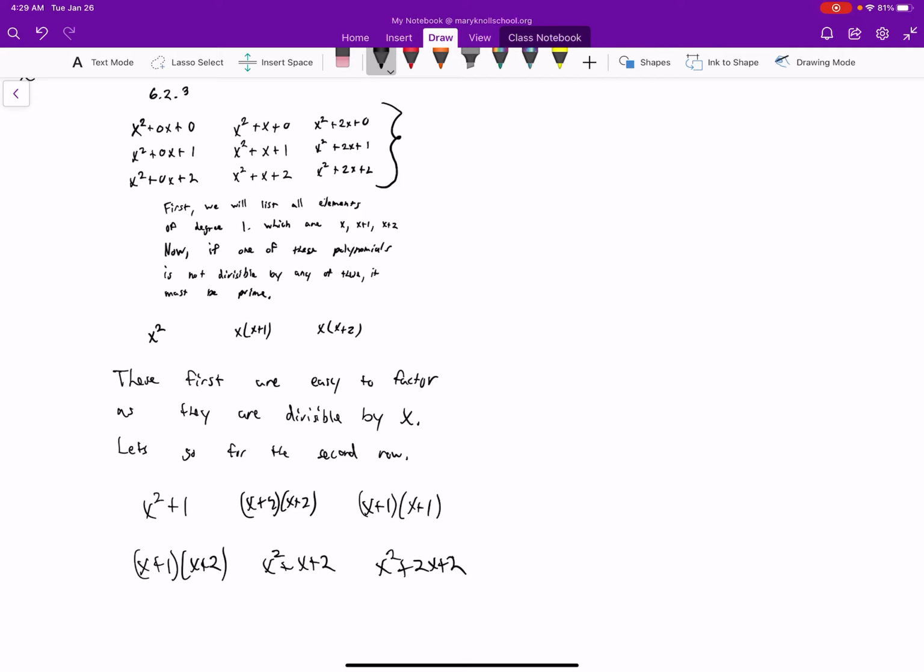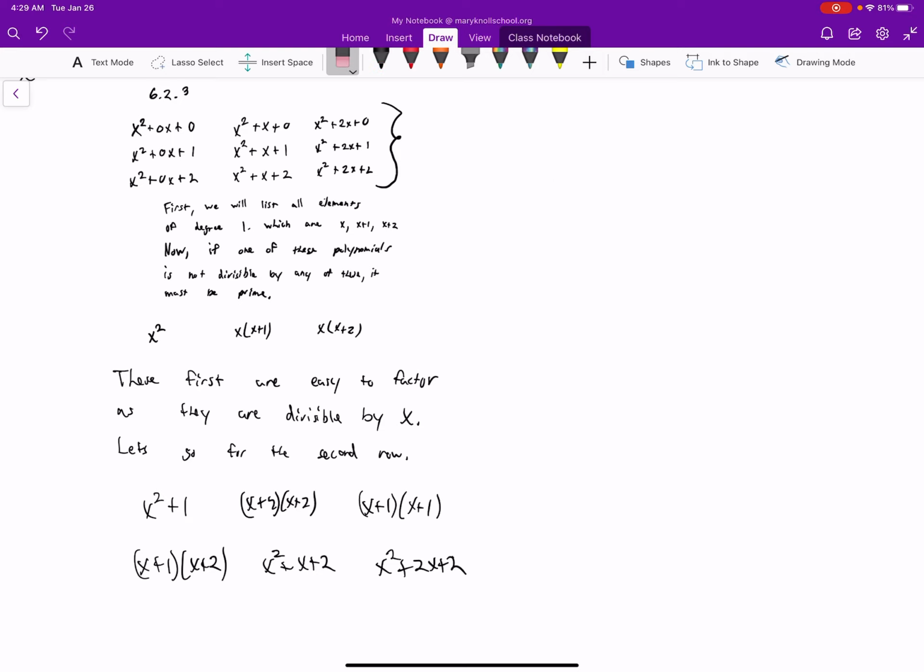And I kind of thought of this as like a coordinate system. Like this was 0, 0. This is 1, 0. This is 2, 0. Get what I mean? This is x squared plus 2x plus 0. x squared plus 1x plus 0. Okay, so we listed them all out.